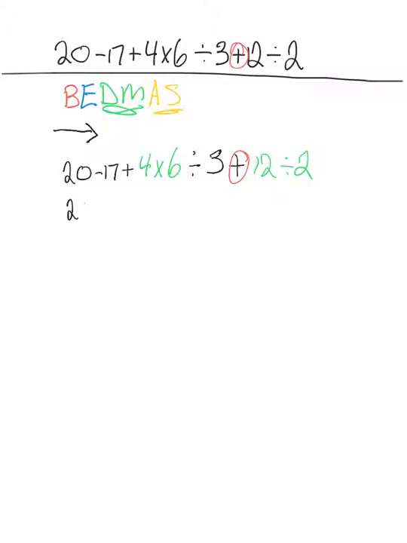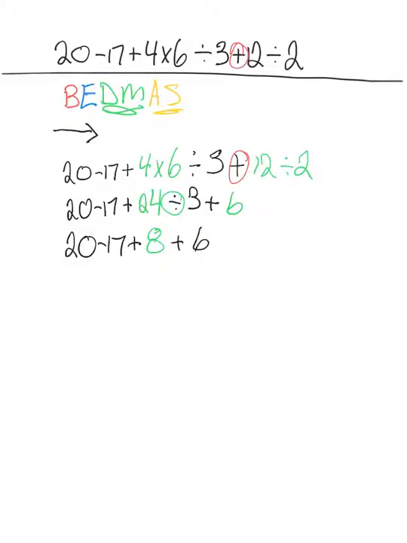So now we have 20 minus 17 plus 4 times 6, which is 24, divided by 3 plus 12 divided by 2 is 6. And now we look at our BEDMAS again. Do we have any terms that involve multiplication or division? Yes, we do. And it is right there. So then we bring everything we don't touch down. What is 24 divided by 3? 8.